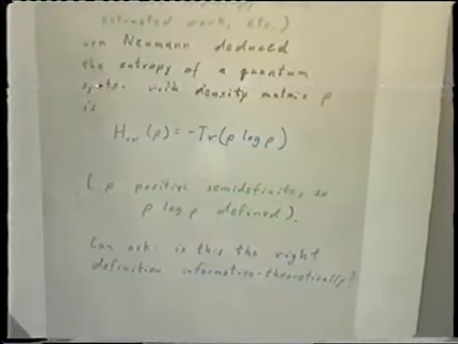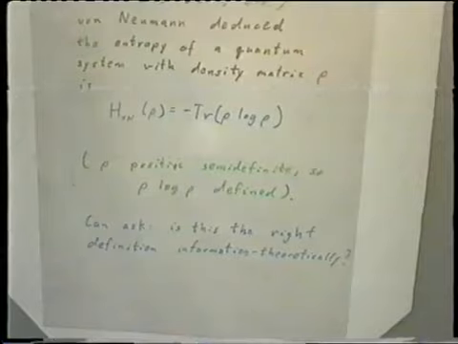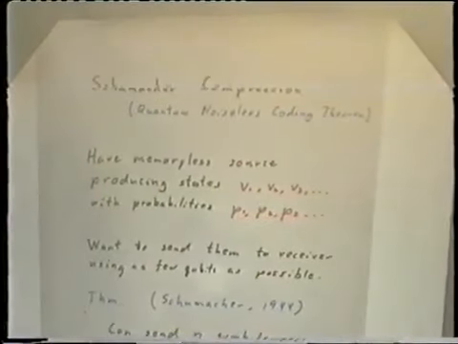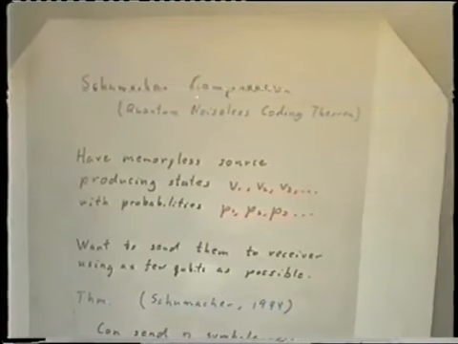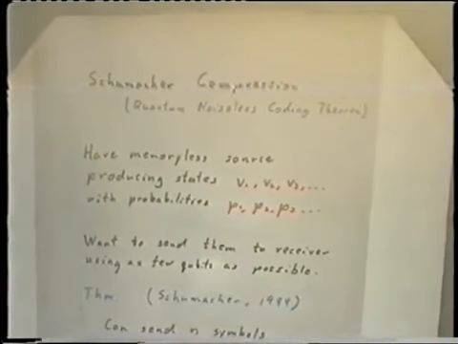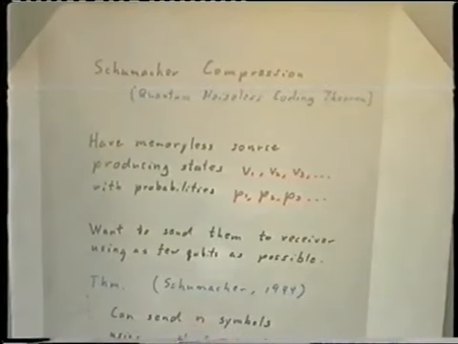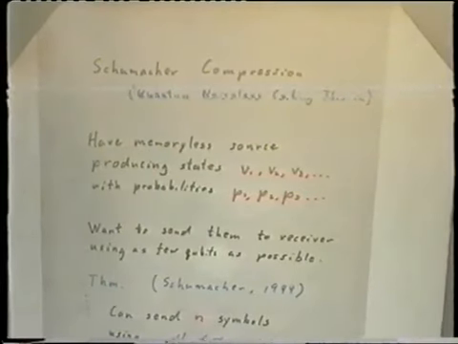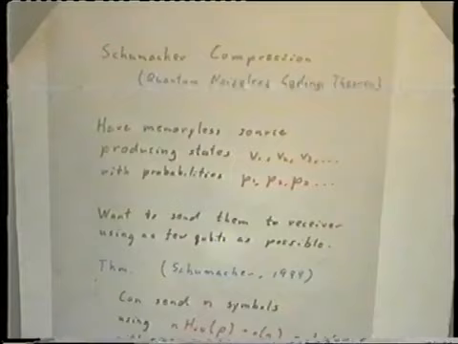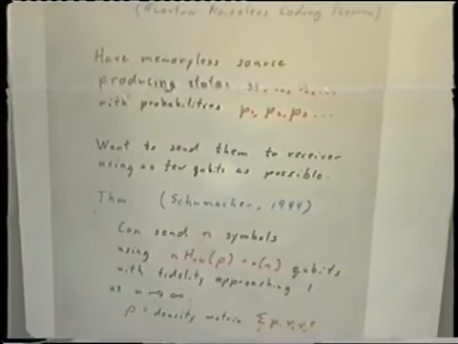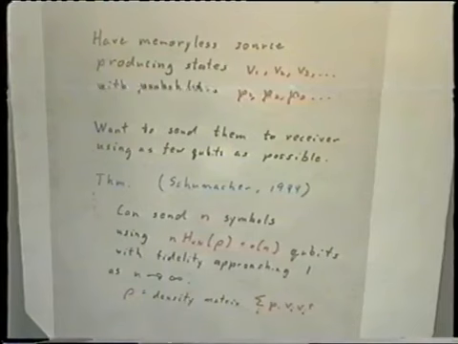And one thing you can ask is, is this the right definition information theoretically? So, is this the right definition for quantum information theory? The answer is yes, at least for source coding. This is a theorem of Schumacher in 1994. Suppose you have a memoryless quantum source that produces quantum states V1, V2, V3, etc., with probabilities P1, P2, P3, and you want to transmit them over a quantum channel.